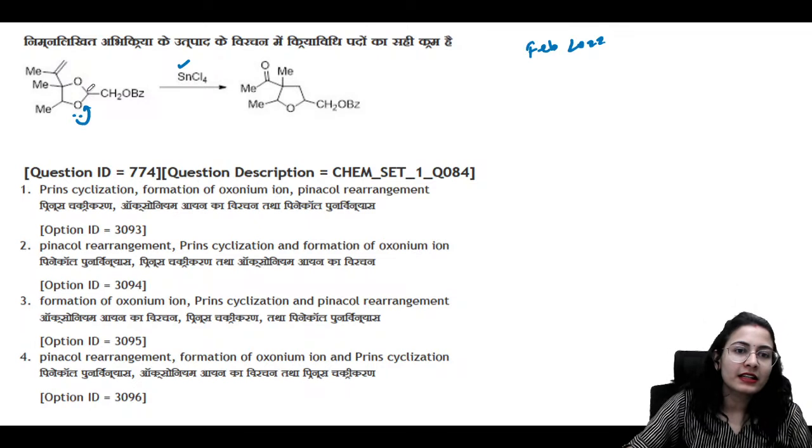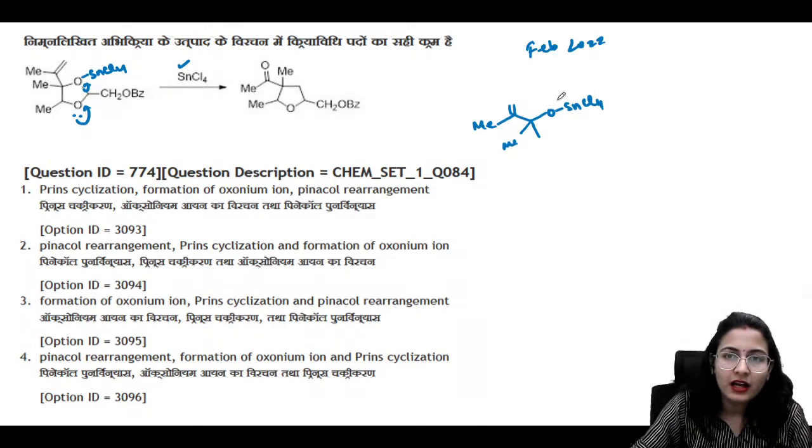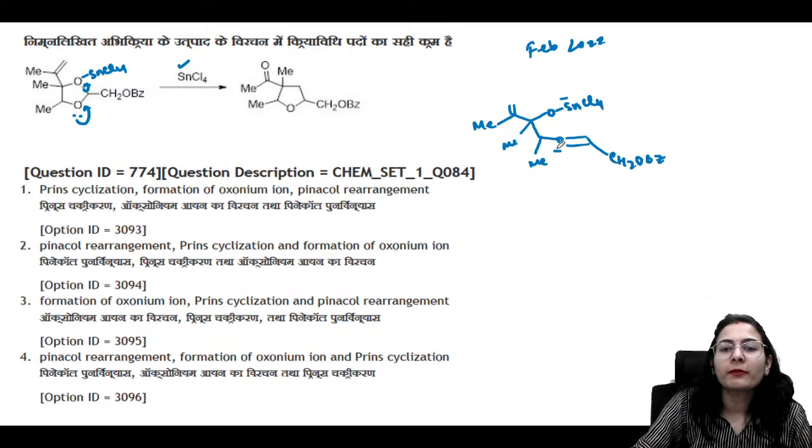Let's say that the SnCl4 got connected over here onto this oxygen. So this bond is going to open up, one possibility. O-SnCl4 got connected like this. Tin has a minus charge because there is extra chlorine over here, and this is going to form an oxonium ion, CH2OBz. Oxonium ion is formed like this.